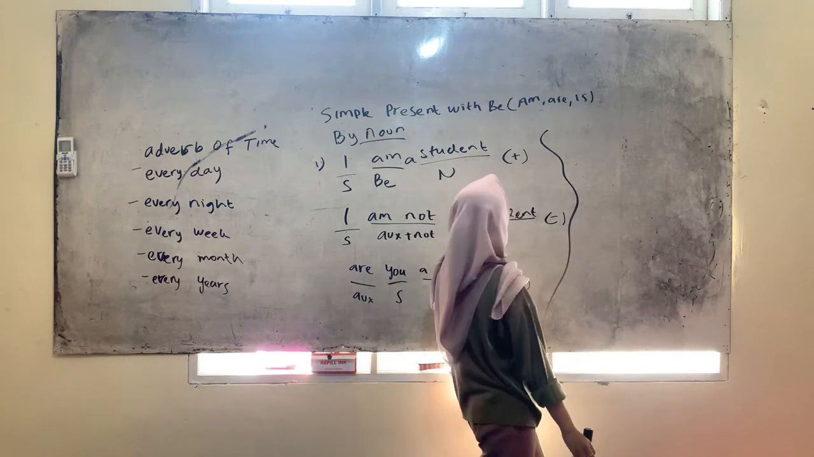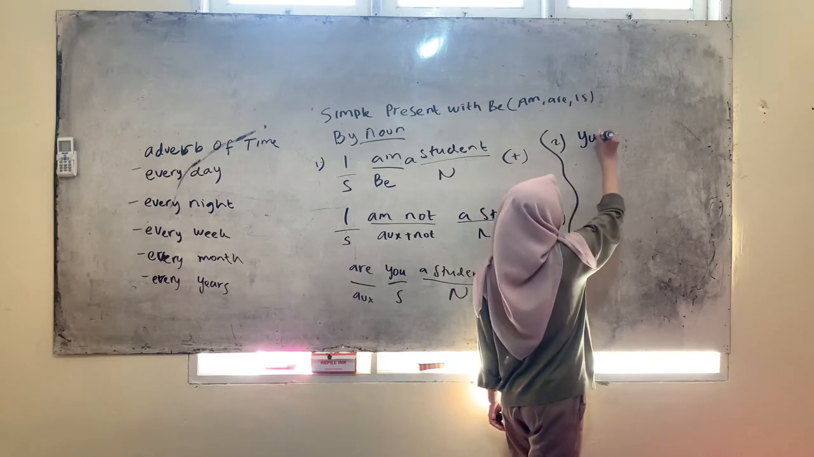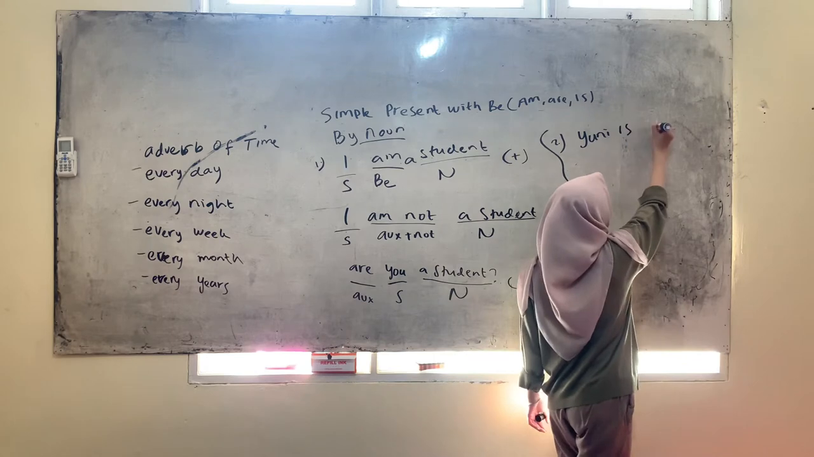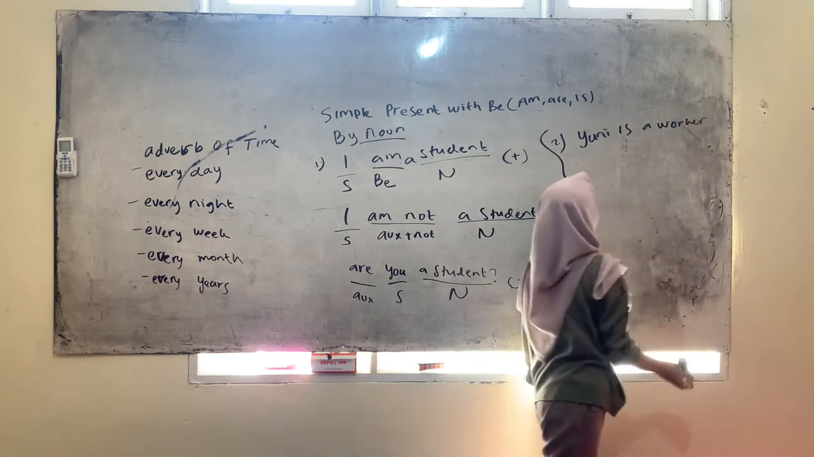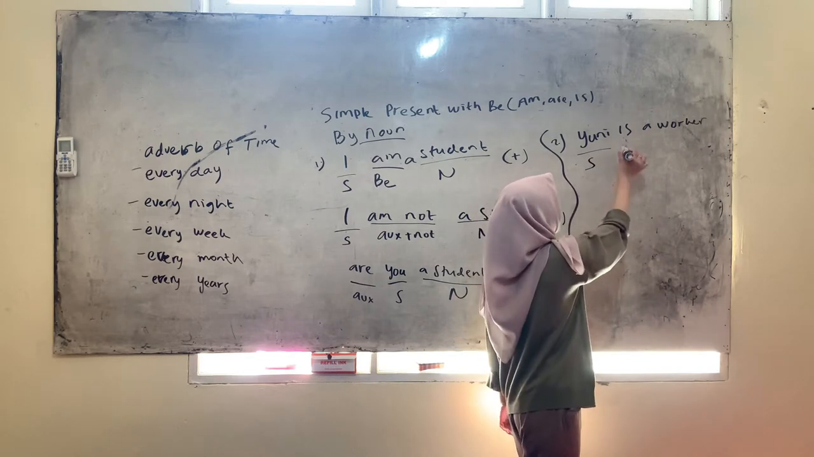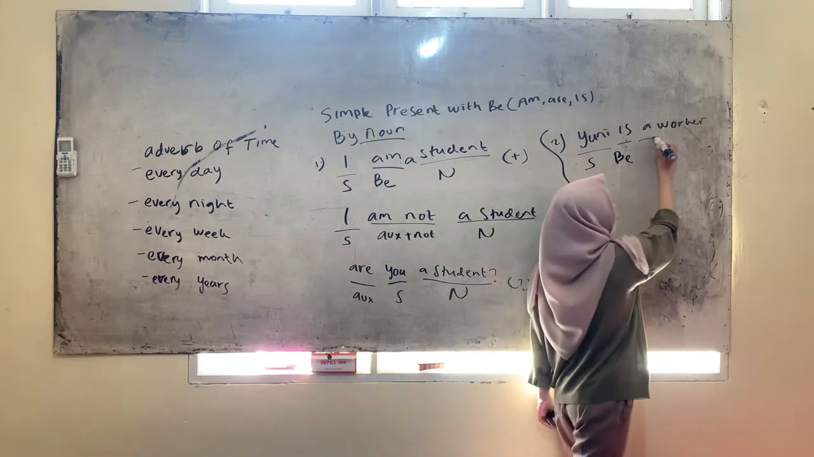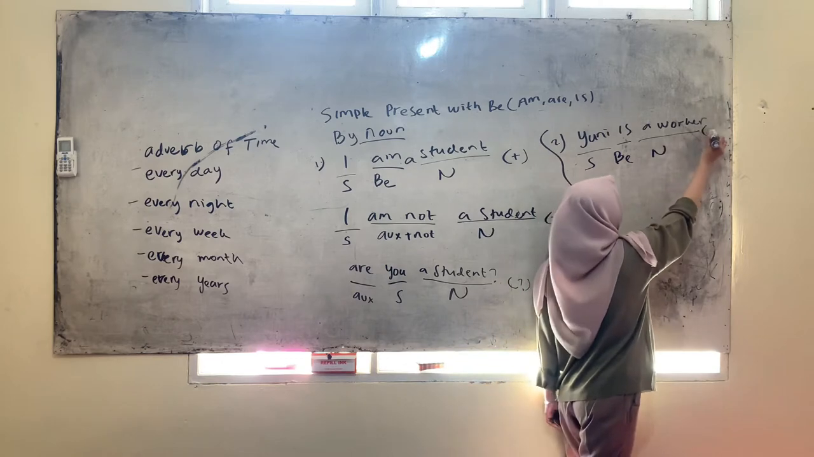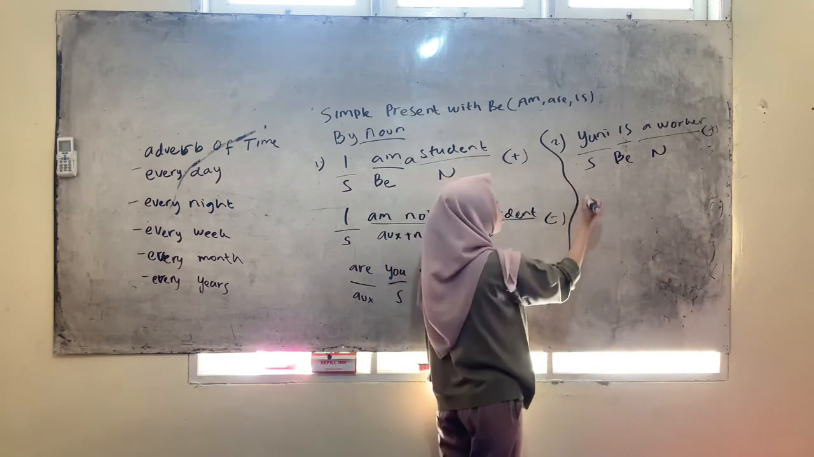Okay. The second example is: he is a worker. Uni as subject, is as be, and a worker as noun. Positive sentence.